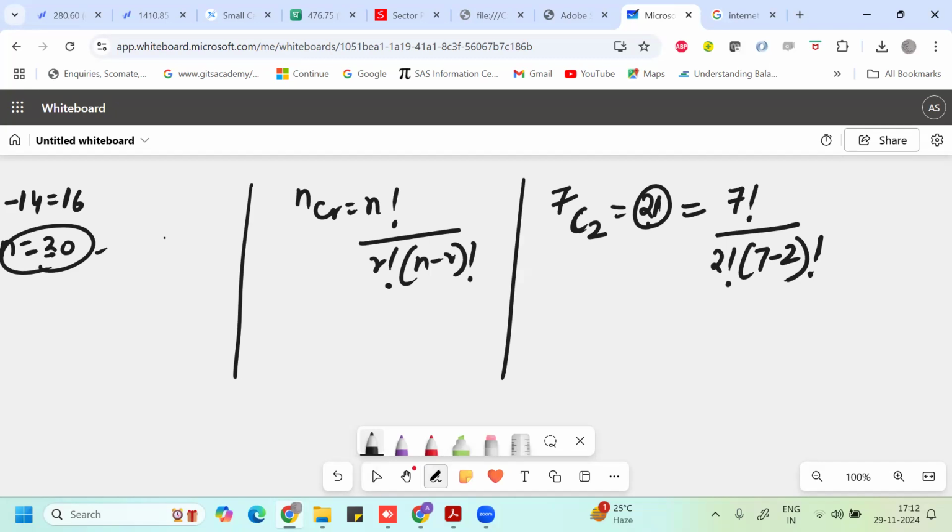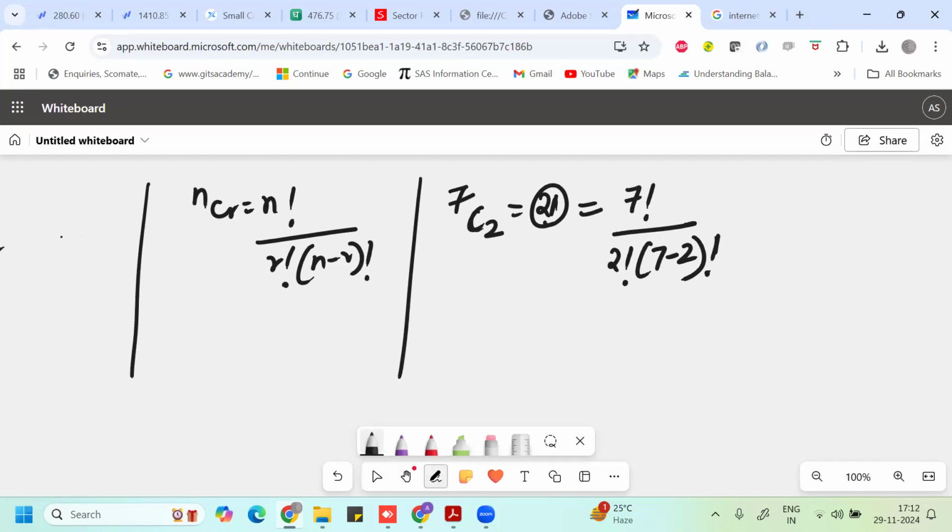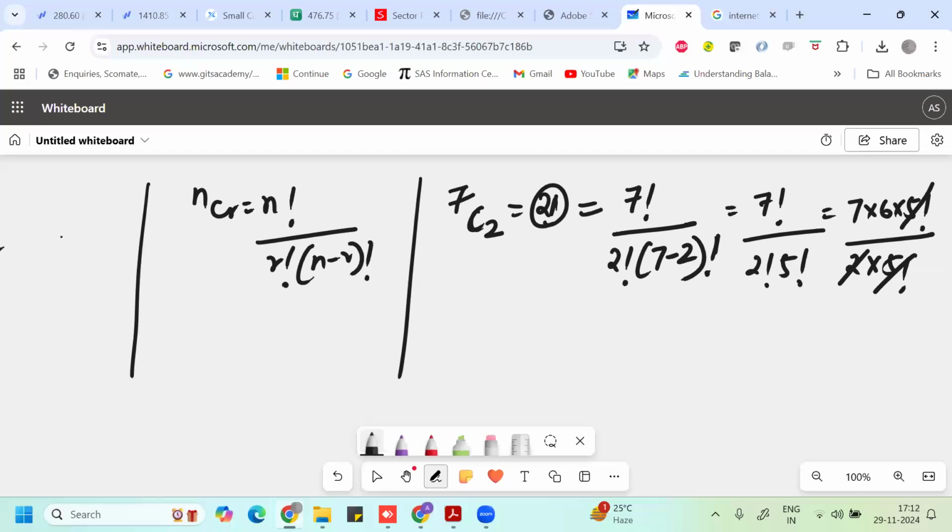So I can write this as 7 factorial by 2 factorial into 5 factorial. When you solve this, you get 7 into 6 into 5 factorial. 2 factorial is nothing but 2, and 5 factorial gets cancelled. This is 21.